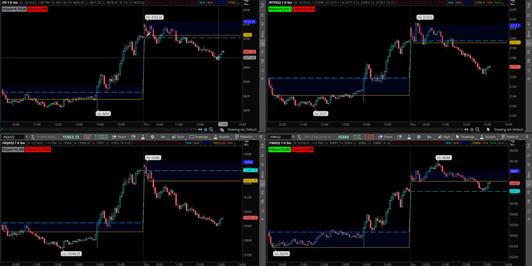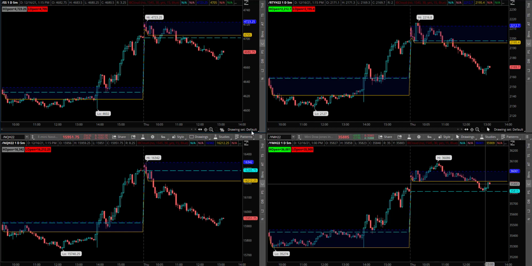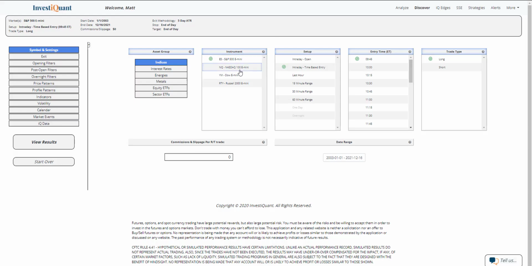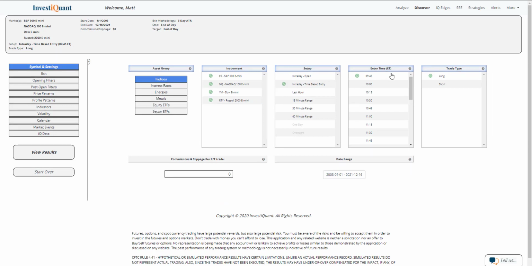We're below the open. We are below yesterday's closing price, and all of the markets with the exception of the Dow, which is held up a bit stronger today. So we're going to look at what has happened historically when you get that type of weakness on the day before options expiration as we head into the close here. I'm getting everything selected, all the instruments. The setup will be based upon entering the market long at 3 p.m.